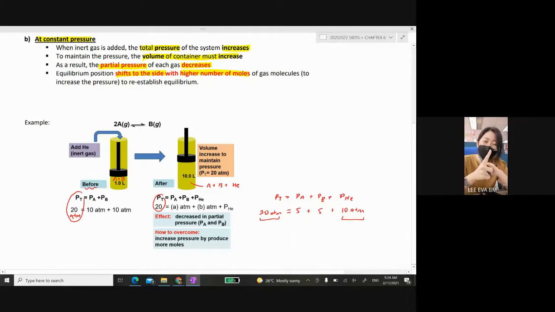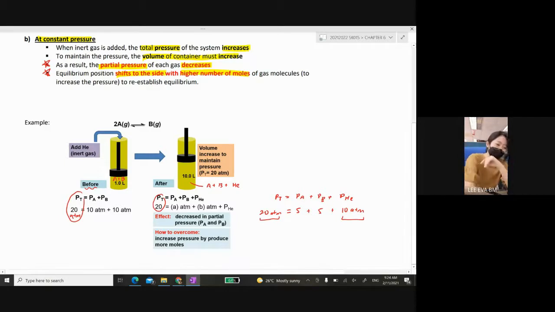Remember just now I said if partial pressure didn't change, no equilibrium shift. But if your partial pressure changes, equilibrium will shift to the side to go against the disturbance. So we come back to the sentence again: if the partial pressure of each gas decreases, the equilibrium will shift to the side with higher number of mole, to regain the pressure, to increase back the partial pressure.